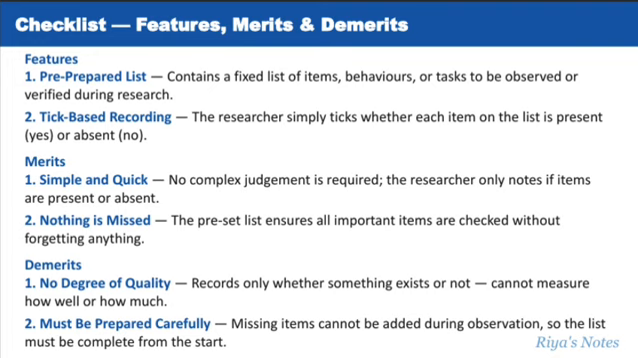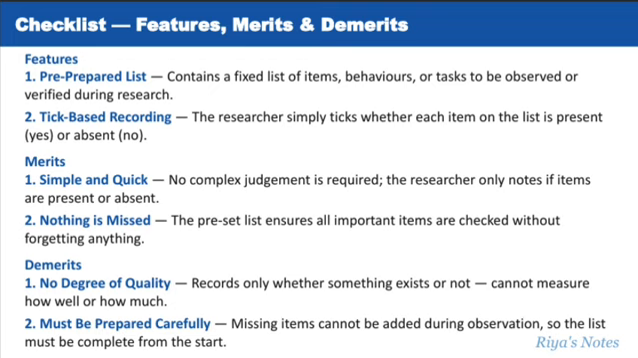2. Tick-based recording. The researcher simply ticks whether each item on the list is present, yes, or absent, no. Merits. 1. Simple and quick. No complex judgment is required. The researcher only notes if items are present or absent. 2. Nothing is missed. The preset list ensures all important items are checked without forgetting anything.